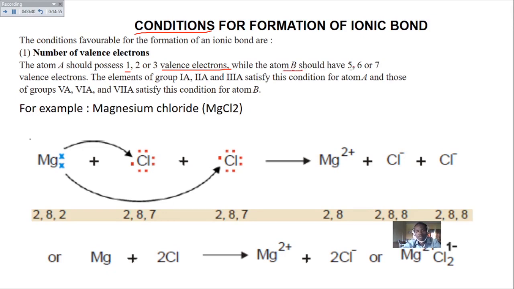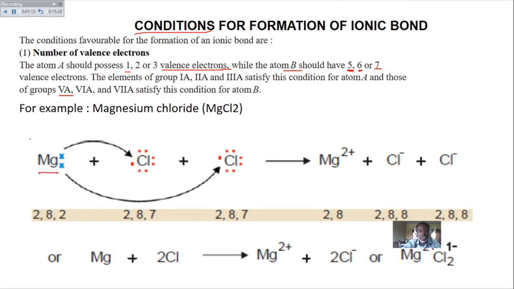The one that is receiving must have either 5, 6, or 7. If it has 5, it means it needs 3 to become what? 8. If it has 6, it means it needs 2 to become 8. If you are 7, it means one to become what? Eight. And the elements of group 1, 2, 3 satisfy this condition for A, while those of 5, 6, 7 satisfy this condition for B. And that is what actually happened here.